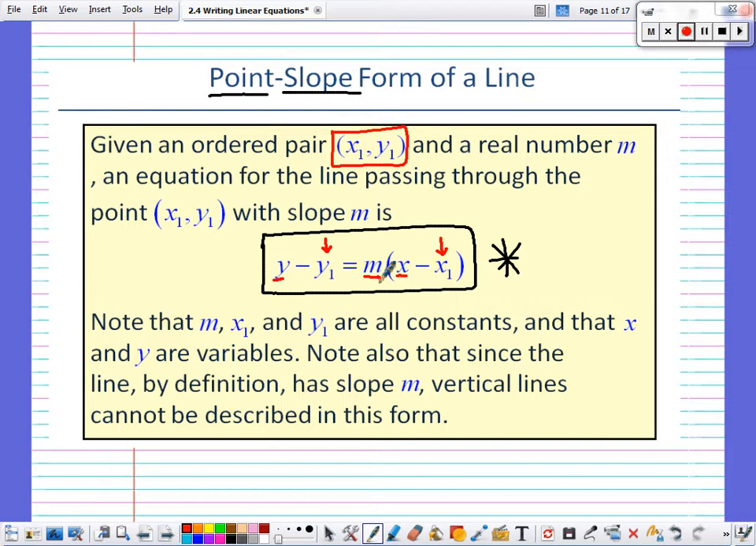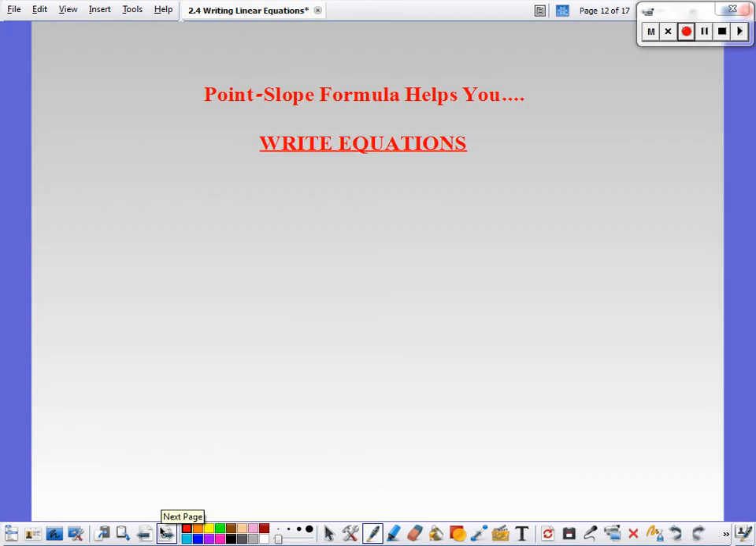Anytime you've been given a point and a slope, you can write a linear equation using that. And again, for non-vertical lines, because if it's a vertical line that doesn't have a slope, I can't use it. Vertical lines are x equals whatever the constant is. If you get a vertical line, x is by itself. Horizontal, y would be by itself. Let's take a look at this formula sort of in action in the next slide.